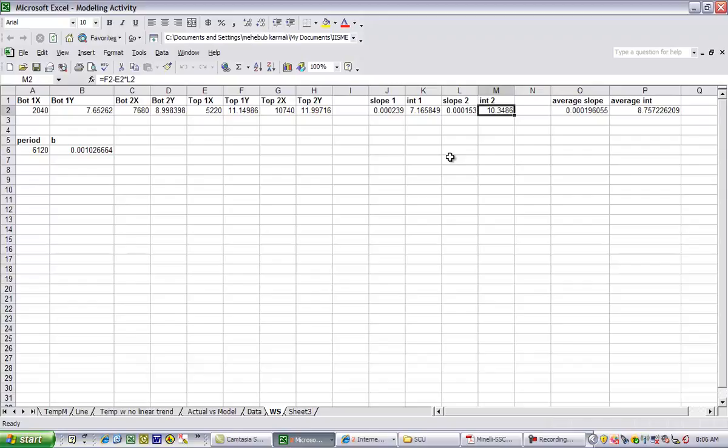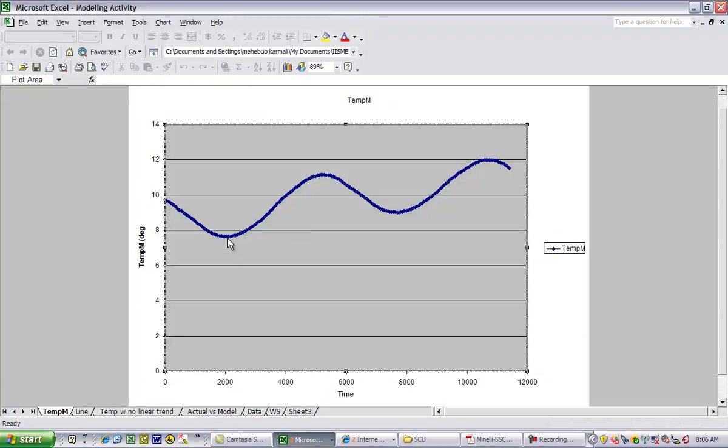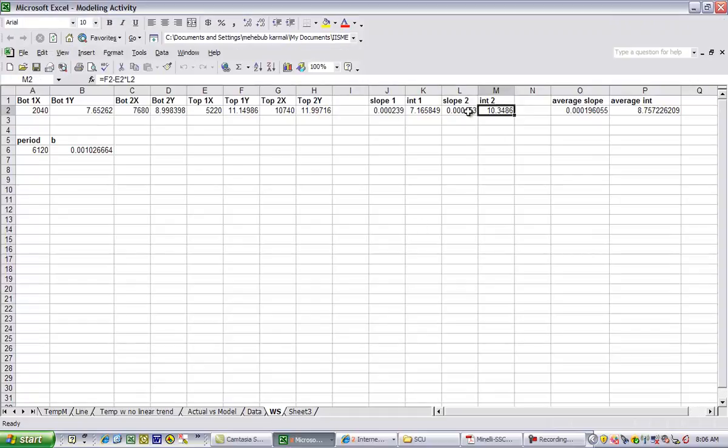So again, one more time, what you've got is the slope and intercept for the line that joins this point at the bottom and this point at the bottom, and then the slope and intercept of a line that joins this point at the top and this point at the top. So you should get two slopes, slope 1 and slope 2, and two intercepts, intercept 1 and intercept 2.